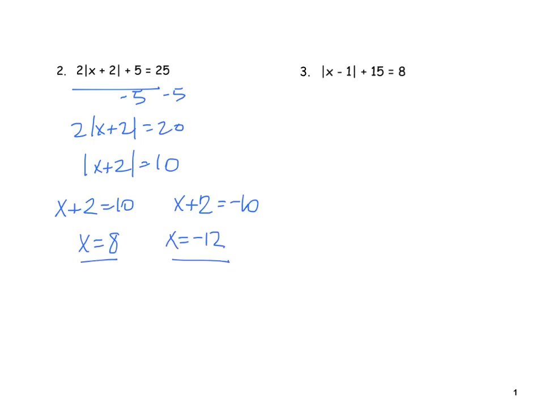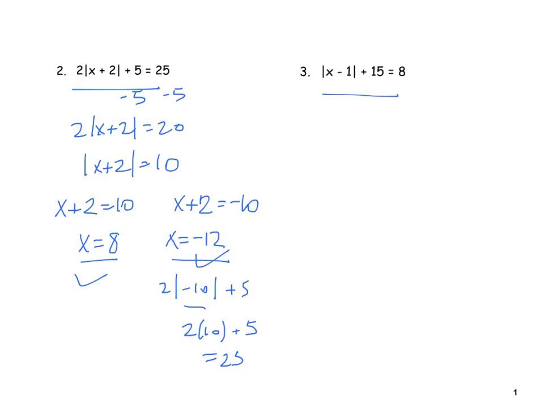It's always a good idea to go back and plug them in and make sure both work. We plug in 8: 2 times 10, absolute value of 10 is 10, so 20 plus 5 is 25, that works. Plug in negative 12, we get negative 10 inside the absolute value, but the distance that is from 0 is 10 on the number line, so we end up with the same thing, 25. So both of those answers work.